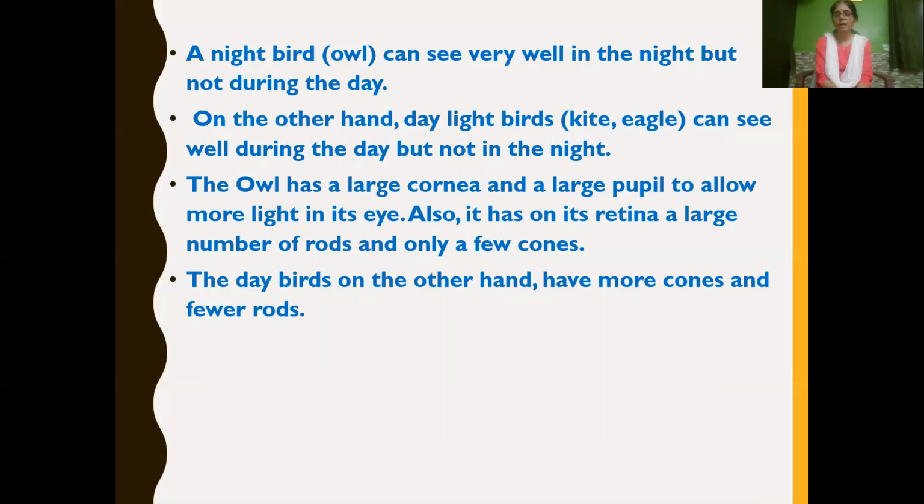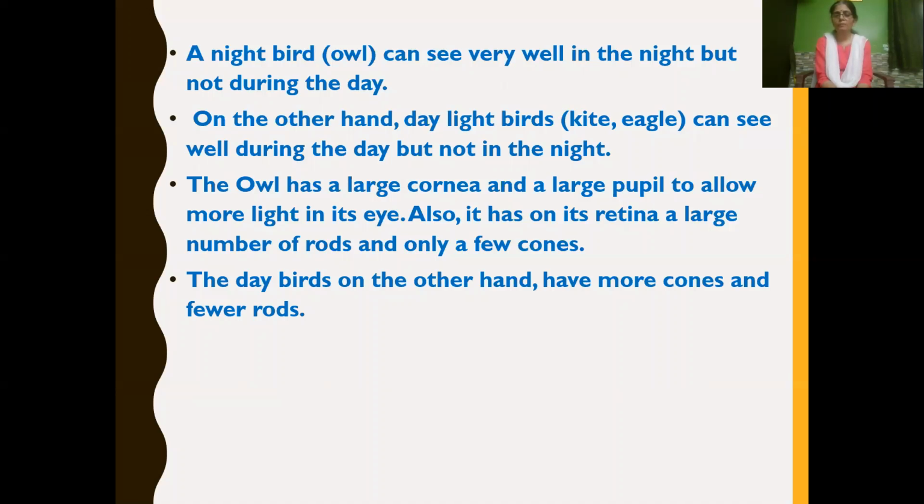The owl has a large cornea and large pupil to allow more light into its eye. Also, it has on its retina a large number of rods and only few cones. Cones are responsible for bright vision, isn't it? As they have only few cones, they cannot see in daylight. So the owl can see only during night because it has a large cornea and large pupil to allow more light into its eye, and also a large number of rods and only few cones.